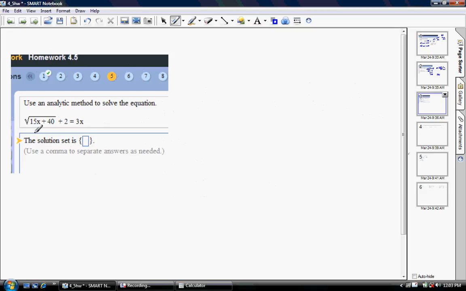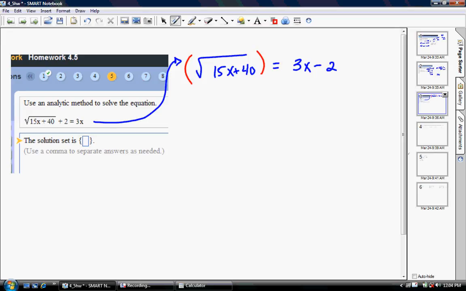Now, number 5 in my math lab is to solve the square root of 15x plus 40 plus 2 equals 3x. It's not in the right form, so what we have to do is isolate the radical expression by subtracting the 2 from both sides. So we get the square root of 15x plus 40 equals 3x minus 2. Now with the radical isolated, we can square both sides to eliminate the radical. And in doing that, the square of the square root just leaves us 15x plus 40.